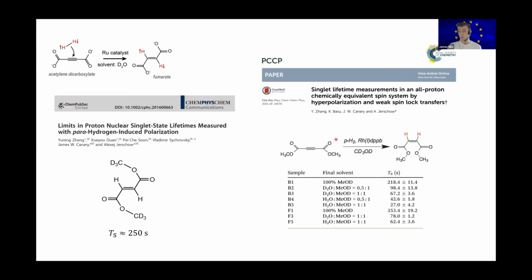So Alexei also did work with the dimethyl maleate form, so the cis isomer of this molecule, and showed that in solutions where it's 50-50 water and deuterated methanol, the singlet lifetime on those protons can still be over a minute. So at the moment, we just hope that maybe the same is true for fumarate, although we don't know that. And so now I can describe the principle of the experiment.